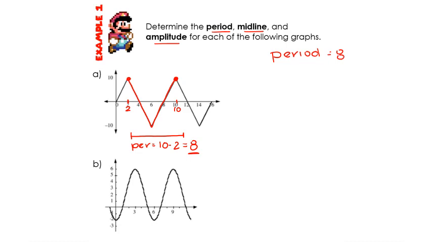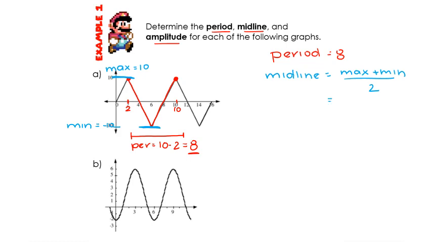Now for the midline, we have a formula. You're going to want to take the max value and then add the min, and then you'll divide that number by 2. So our maximum is the highest our graph ever goes. So in this case, our maximum is going to be 10. And our minimum is the lowest our graph ever reaches, which in this case is a minimum of negative 10.